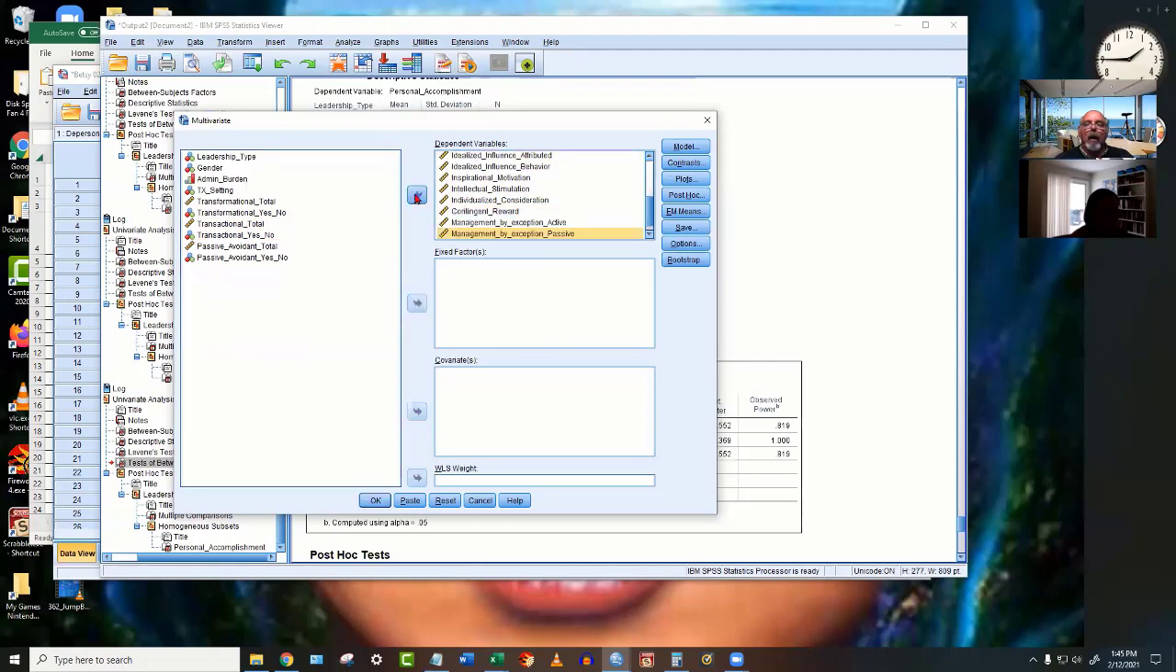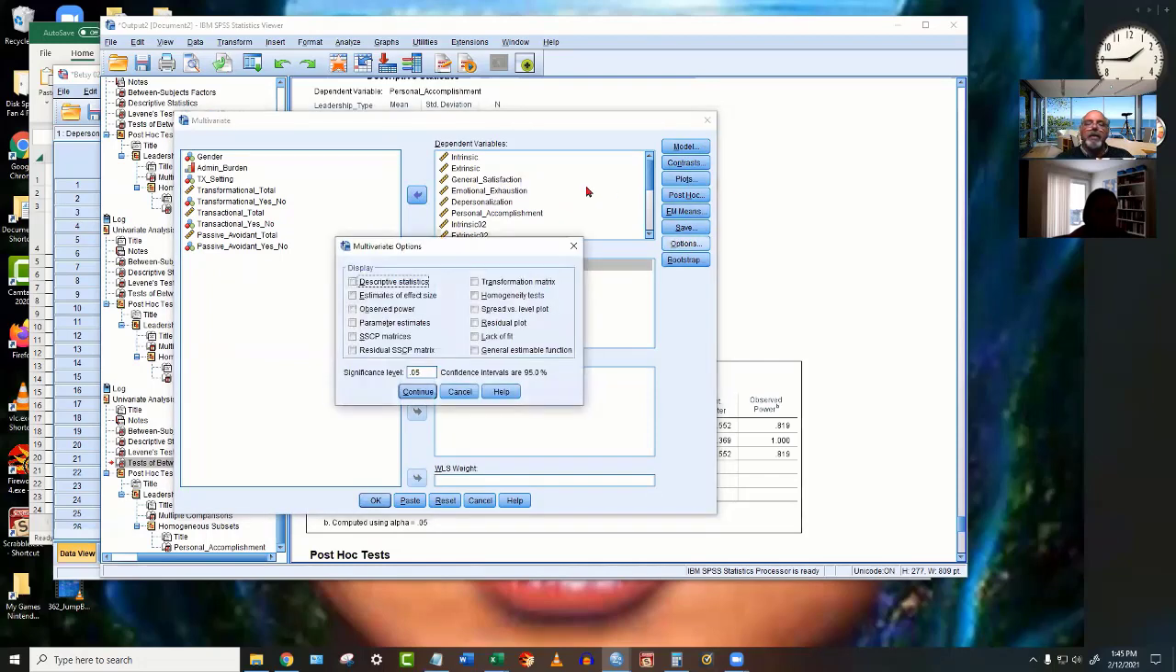What are you going to say? There is a limit of how many DVs it'll run at once. But hopefully it will not blow up on me here. And then we're just going to look to see if there's a significant difference. We want options. And again, yeah, we want the homogeneity. And again, this isn't the real test because these aren't really correlated with each other, but it's a huge shortcut.